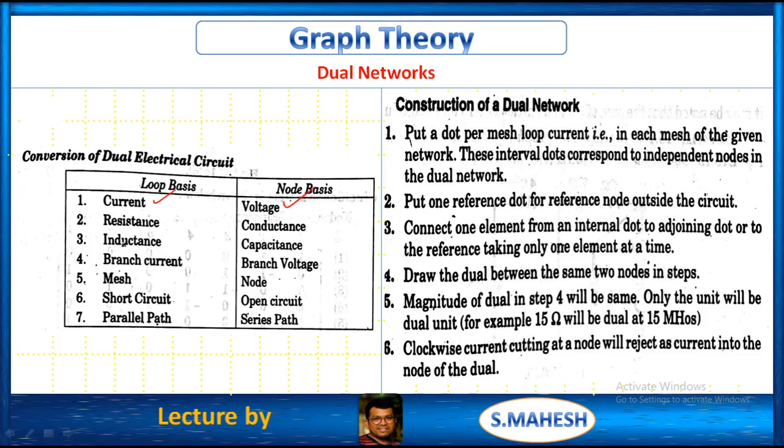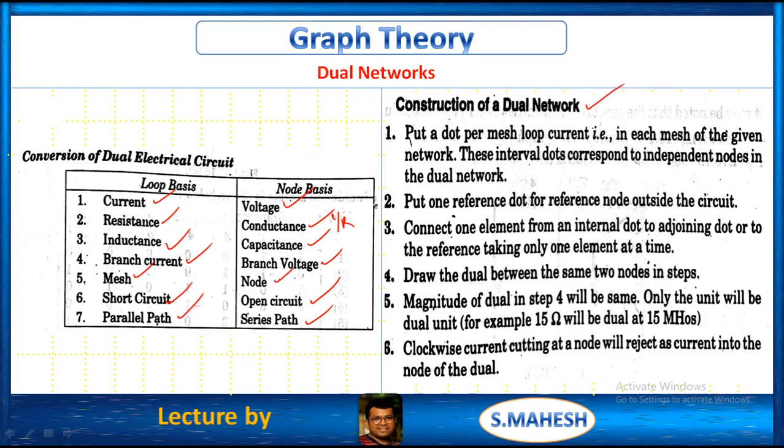Like that, if we have resistance, we represent it with what? Conductance 1 by R. If we have inductance, that is dual with capacitance. If we have capacitance, that is dual with inductance. If we have branch current, that is dual with branch voltage. If we have mesh, we are having node. If we have short circuit, we are having open circuit on the other side. If we have parallel path, we are having series path. That's it. So these are the construction rules of a dual network.